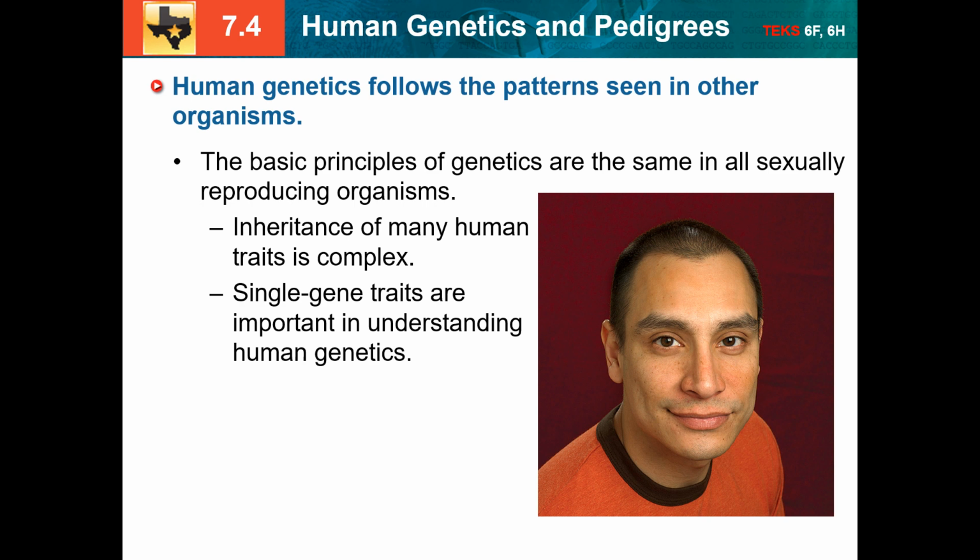And so, because doing experiments on humans is unethical and dangerous, and no one wants to be the human subject in those studies, we use what are called model organisms or other organisms and study their genetics and apply what we find to ourselves. It's important to note that a lot of inheritance in many human traits is complex, as we mentioned in previous sections. However, single gene traits are important in understanding human genetics. So some traits are controlled by one gene, other traits are controlled by multiple genes.